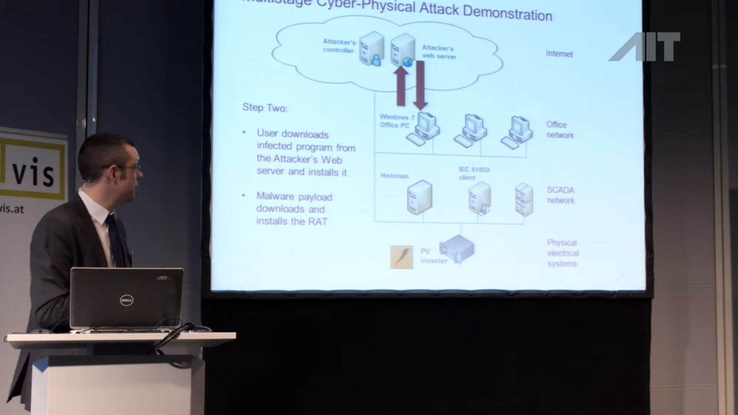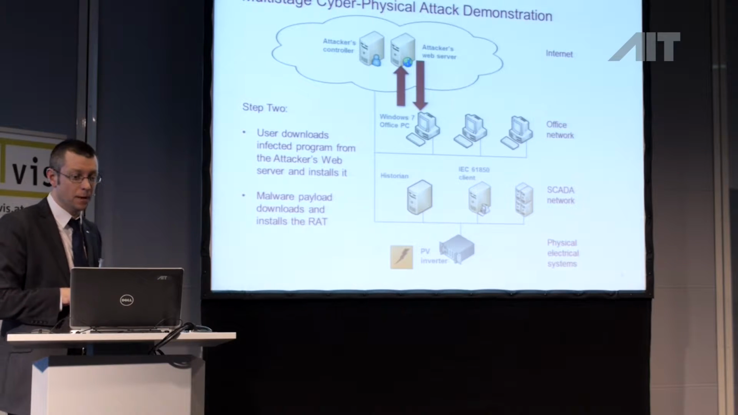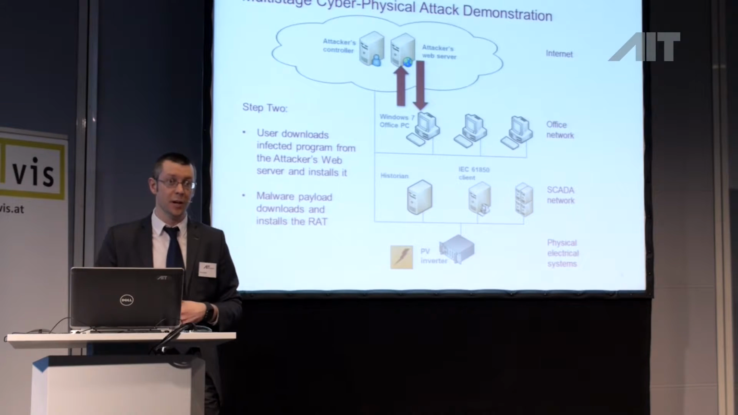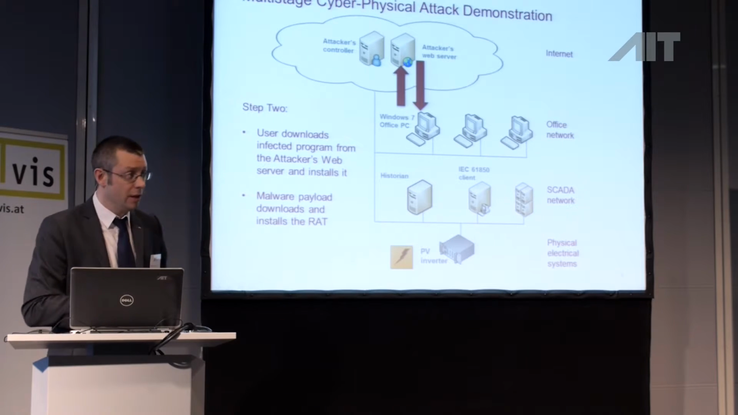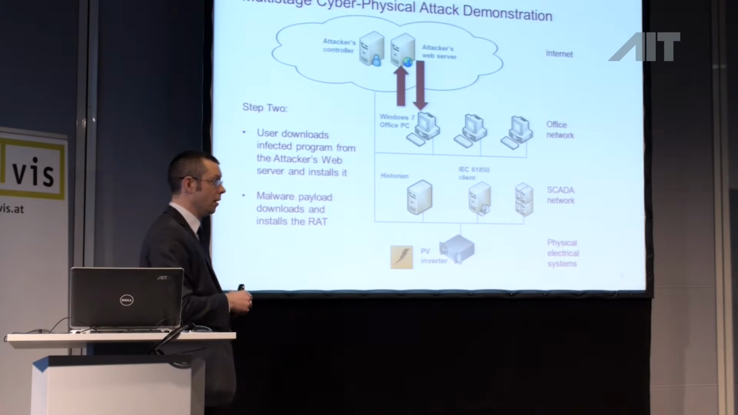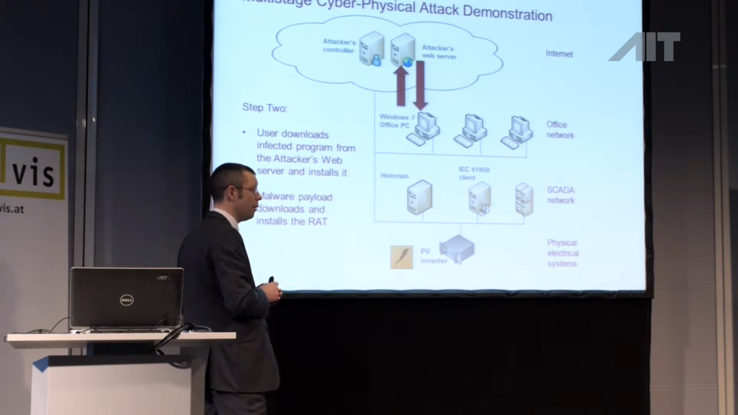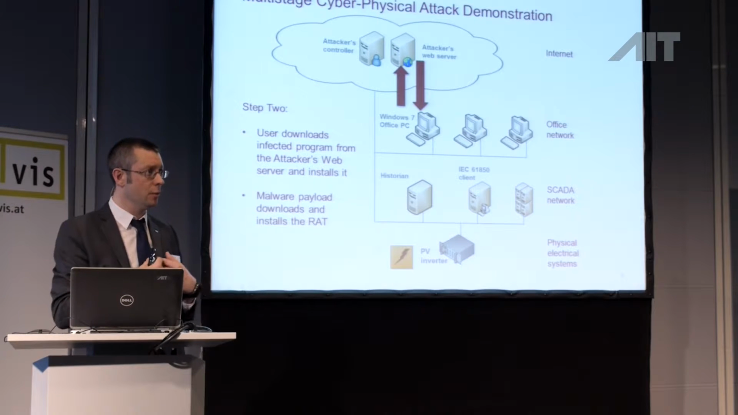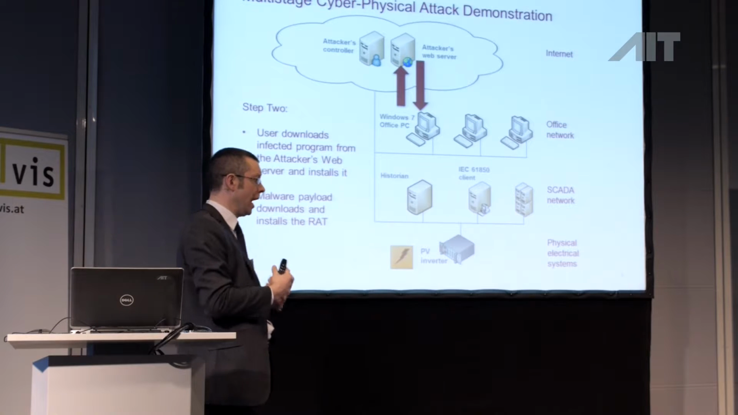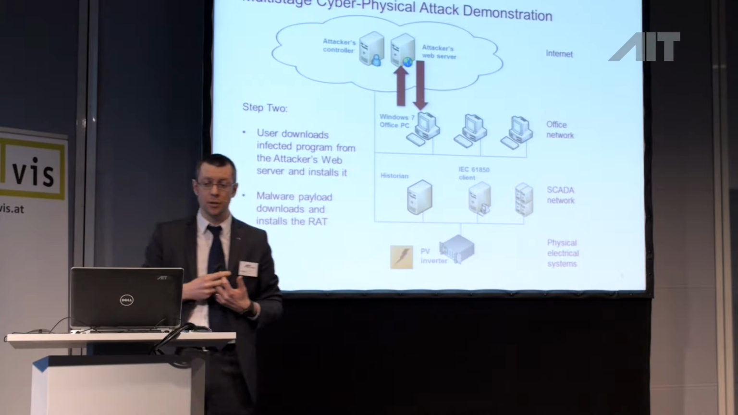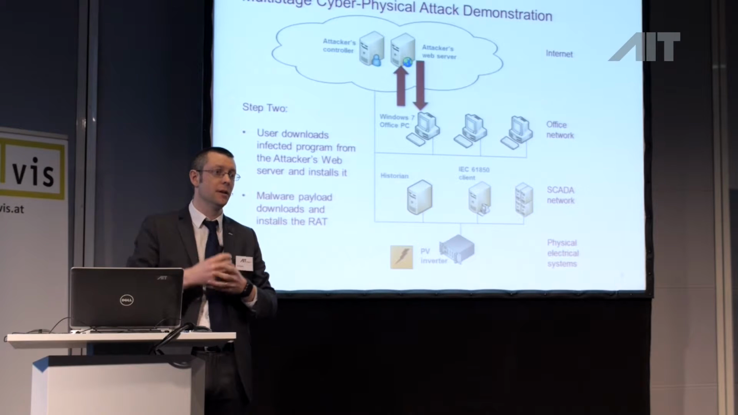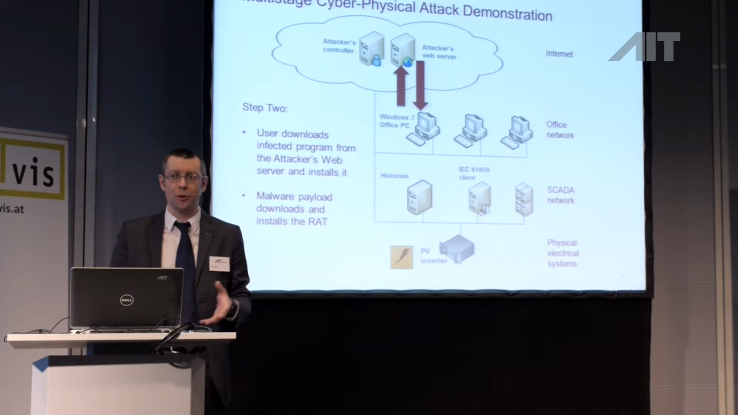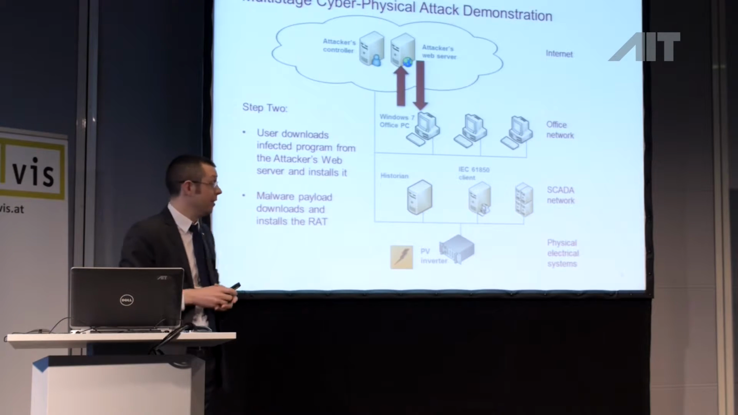They go to the website that's pointed to in this email. They download an infected program from the attacker's website. They run it because they think it's going to be upgrading their systems. This installs some malware on their machine, so this Windows 7 Office PC here. This malware then downloads further malicious software, a piece of software called a remote access Trojan, which basically allows the attacker in the internet to essentially control, with the remote access Trojan installed, they have absolute control of their system.